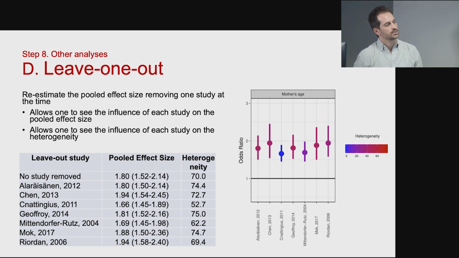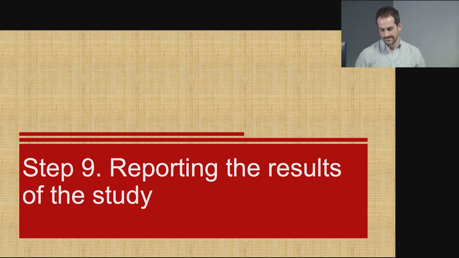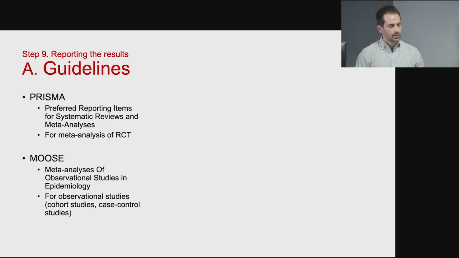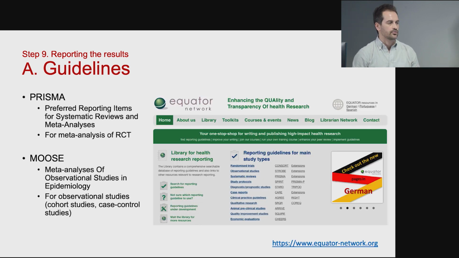You can do pretty figures if you want, but it's the same. And finally, you have to report your results, and the only thing I want to say is that there are guidelines to make sure that all the items you need are there. PRISMA, if you report, for example, a meta-analysis of randomized controlled trials. If you are working with observational studies, the MOOSE guidelines are used. And if you want to see the guidelines for all types of studies, you can look at this website, EQUATOR. You can download all the papers and the guidelines you need for reporting your studies.